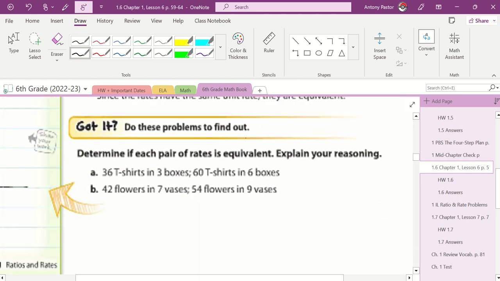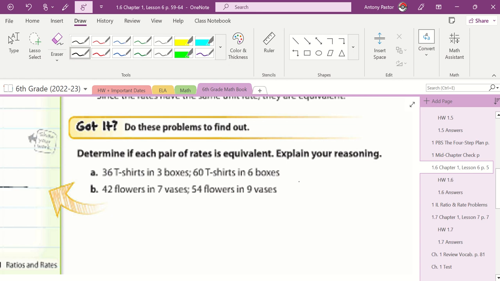Do these problems to find out if these are equivalent. Question A, 36 t-shirts in 3 boxes, 60 t-shirts in 6 boxes, and then 42 flowers in 7 vases and 54 flowers in 9 vases. Go ahead and pause right here and then unpause when you have tried to solve both.